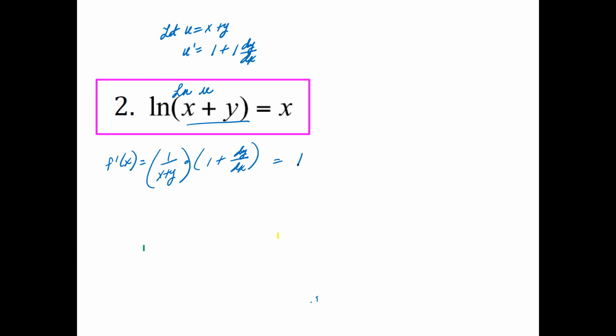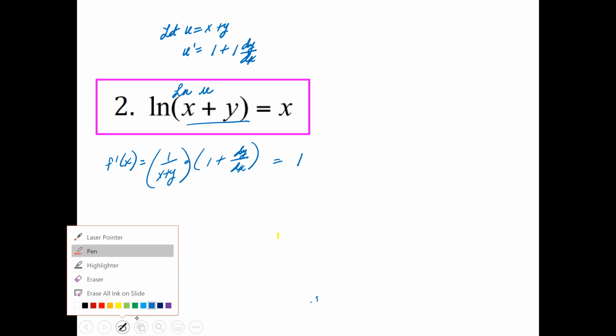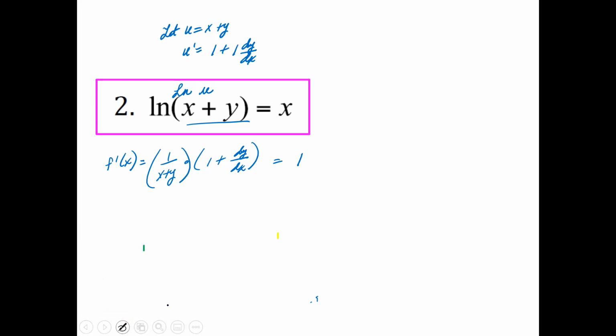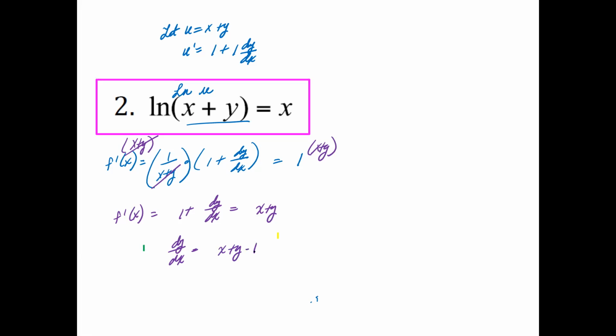Okay, so our goal here is to solve for dy over dx. I'm going to get dy over dx by itself, but first I need to get rid of the 1 over x plus y. So I'm going to multiply x plus y on both sides, and that way you can cancel this. So 1 plus dy over dx equals x plus y. And then, of course, dy over dx is equal to, you subtract the 1 on both sides, x plus y minus 1. And this is your answer.